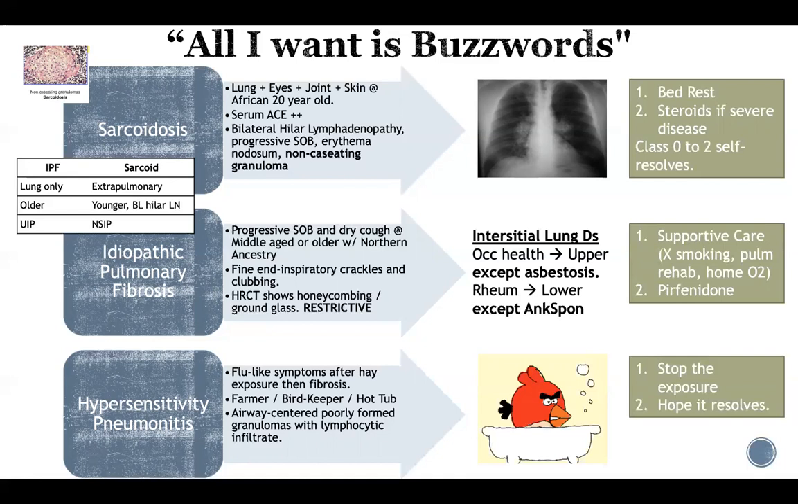HSP is hypersensitivity pneumonitis. In fourth year, it also becomes Henoch-Schönlein purpura. So hypersensitivity pneumonitis is also something a bit weird. They start off with flu-like symptoms, and then if you don't treat them, 6 months or 12 years later, they start getting fibrosis.